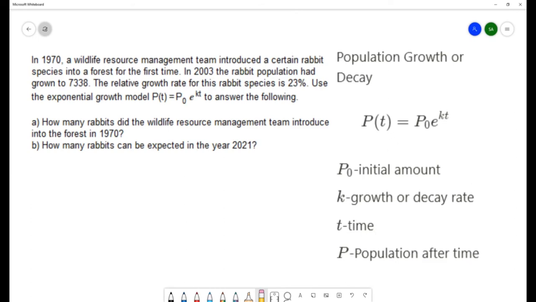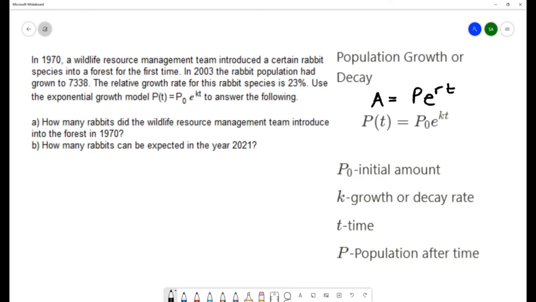So we're going to be using this population growth and decay model. And as stated over there, it's P of t equals P naught e to the kt. At first glance, it might seem a little bit confusing, but this formula is very similar to one that we've seen before, the continuous compound interest formula. So I'm going to write that continuous compound interest formula here and refer to it. That formula is A equals P e to the RT.